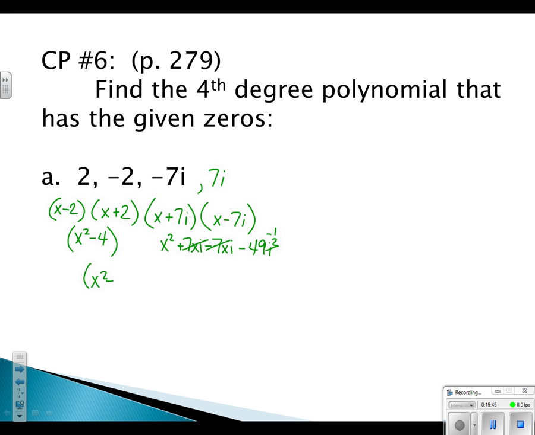So thus far, multiplying the first two together, I got that. Multiplying the back two together, I'm now here. Now I can FOIL these last two parts and everything will be put together. So x squared times x squared. x squared times 49. Negative 4 times x squared. And negative 4 times 49, which is negative 196. The middle two are alike. They can combine.